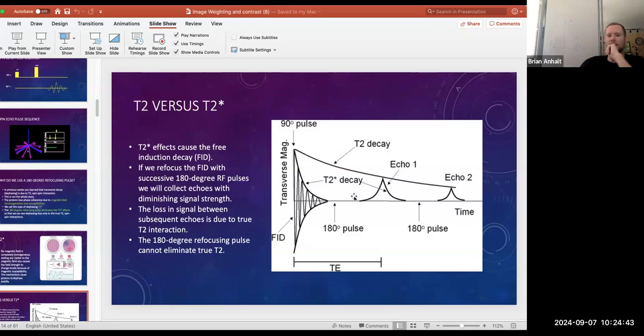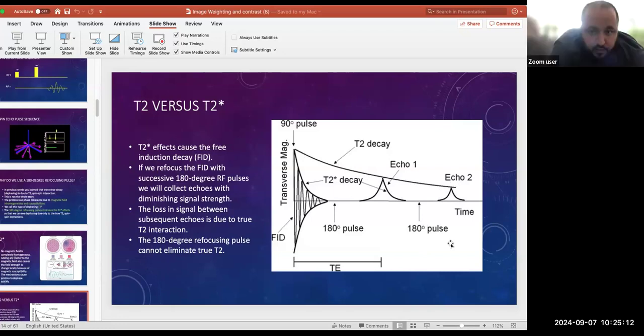We transmit a 180-degree refocusing pulse, right? That signal is going to grow again, and we're going to create an echo. Notice that the echo, the amplitude of the signal, is a lot less than it was at the beginning. And then if we waited even longer and then transmitted another 180-degree refocusing pulse, we get another echo. What do you notice about echo 2 compared to echo 1? Getting smaller. Yeah, it's lower amplitude, right? Less signal.